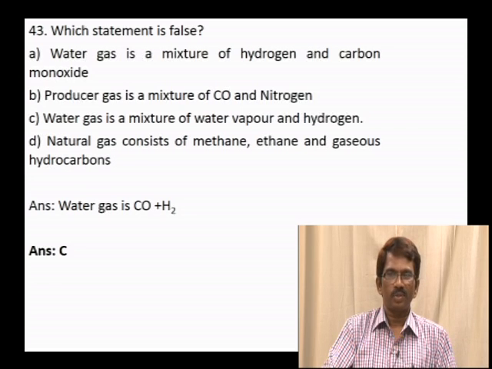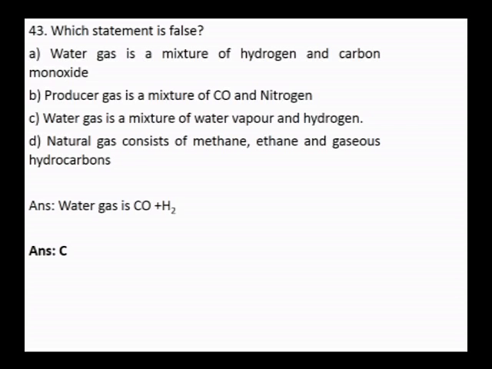In question number 43, which statement is false? That means to say incorrect statement. Option A, water gas is a mixture of hydrogen and carbon monoxide. Producer gas is a mixture of carbon monoxide and nitrogen. Water gas is a mixture of water vapor and hydrogen. Natural gas consists of methane, ethane and gaseous hydrocarbons.